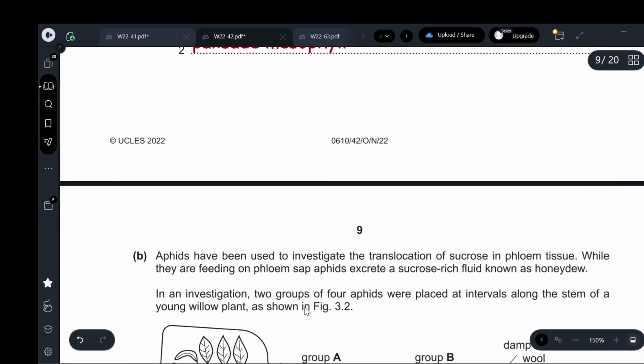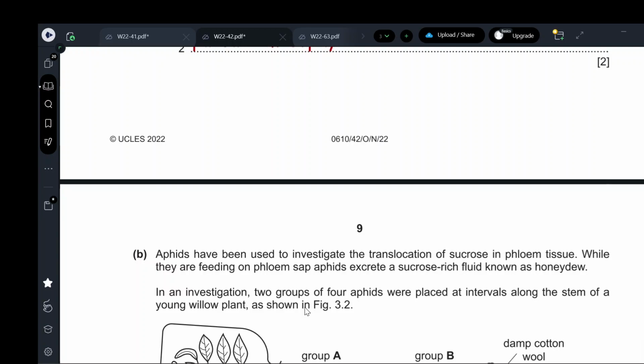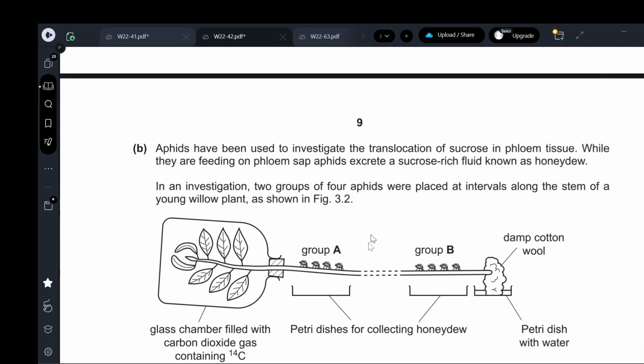Aphids have been used to investigate translocation. While they are feeding on the phloem sap, they excrete a sucrose-rich fluid known as honeydew. Again, when the aphids feed on the sucrose from the phloem, they excrete a sucrose-rich fluid known as honeydew. This is the investigation he did.